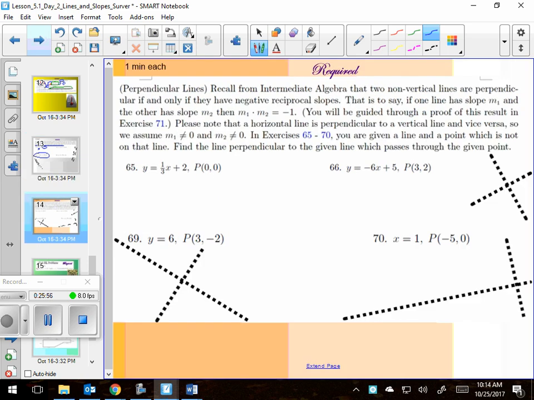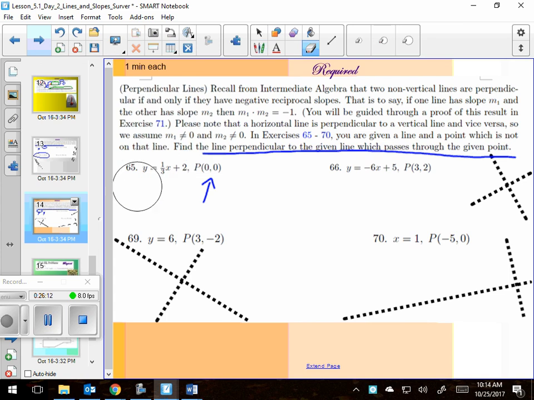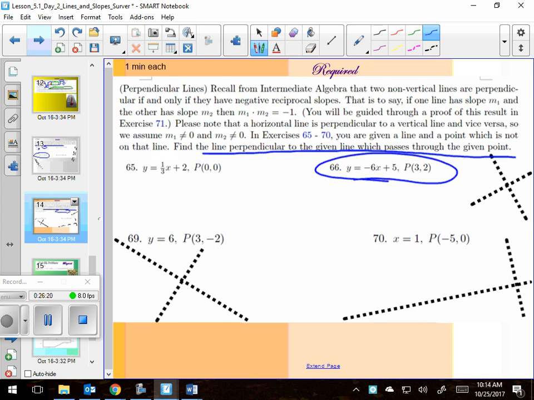And then over here, it's find the line perpendicular to it, which passes through the given point. I did one of those with you. Find what the slope of this is. It has to go through that point and be perpendicular to this. So its slope won't be 1/3. You'll use a slope of negative reciprocal. All right, let's do number 66. Only number 66 off that whole page.